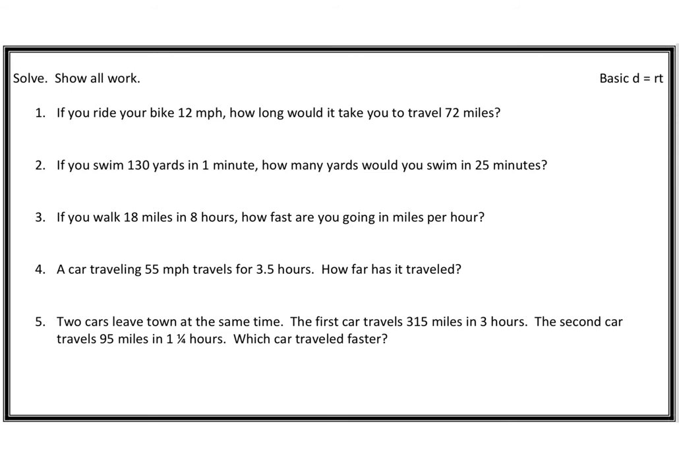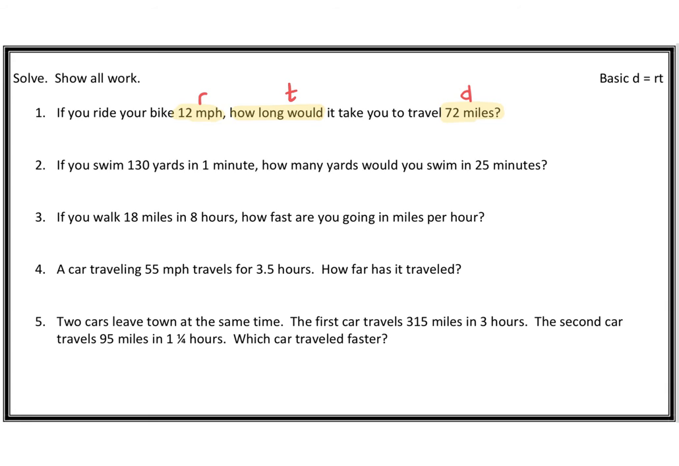It says, if you ride your bike 12 miles an hour, how long would it take you to travel 72 miles? Let's see what they gave us. 12 miles per hour. Is that distance, rate, or time? Rate. The next thing they gave us is 72 miles. Did they give us distance, rate, or time? Distance. And then you'll notice the words, how long? What are you looking for? So what you don't know here is time.